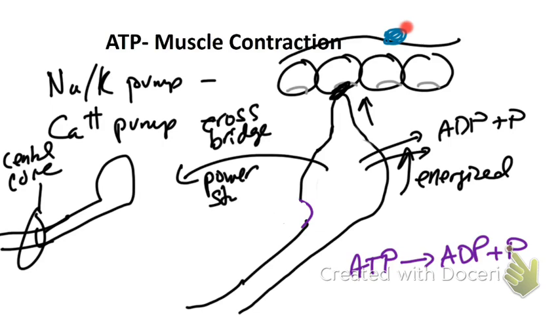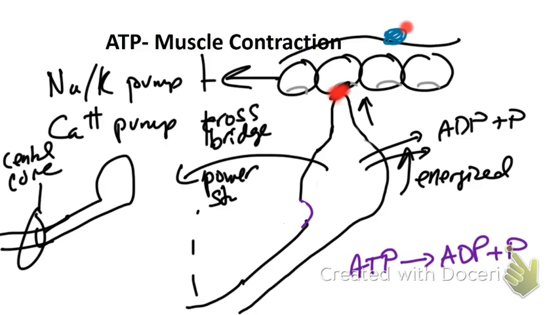And that power stroke is what's actually going to drag and pull the actin, slide the actin towards the midline, right? If this was my sarcomere, pull it towards the midline of the sarcomere. Now, once it's done its power stroke and it's pulled, it's going to stay bound. This is a bond here. It's going to stay bound here. We have to give it a reason to let go. And the only thing that it likes better than actin is ATP.